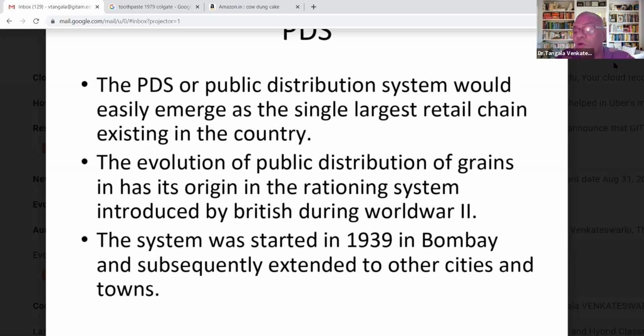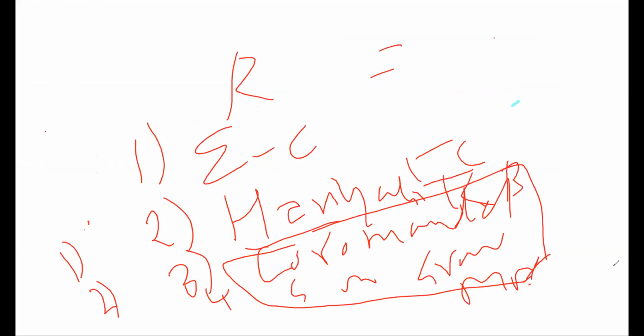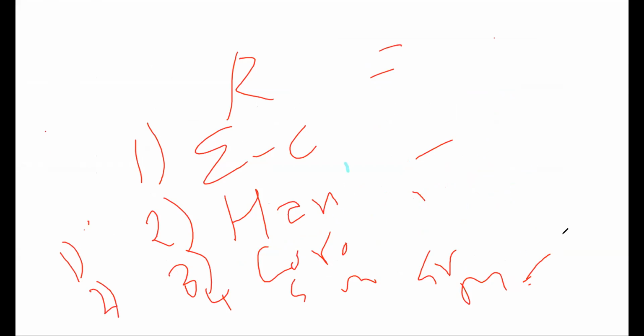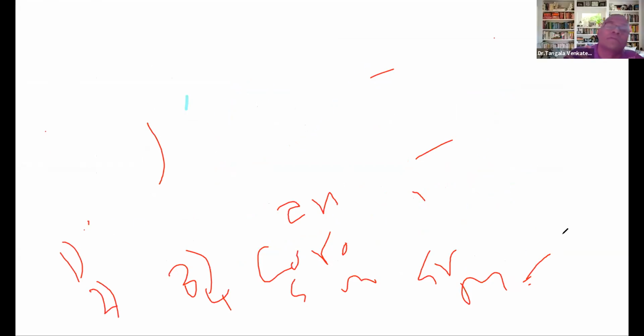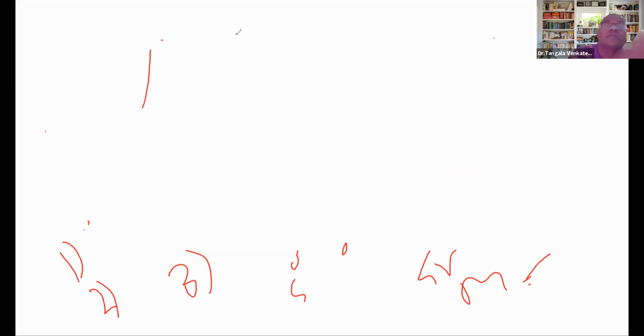So when we talk about chains, what is a retail chain or chain outlets? It's not just a single store, but they have branches in multiple locations. So PDS is considered the largest retail chain network. Chain outlets means they have outlets in multiple locations with the same name.